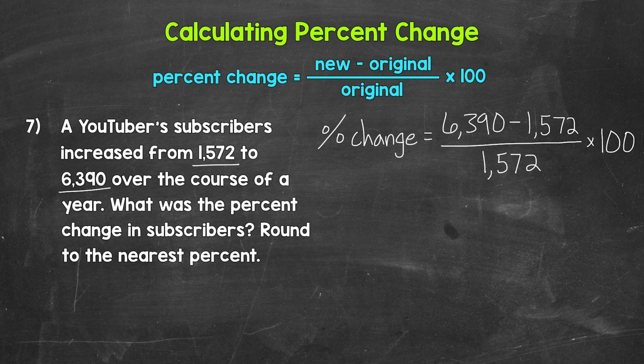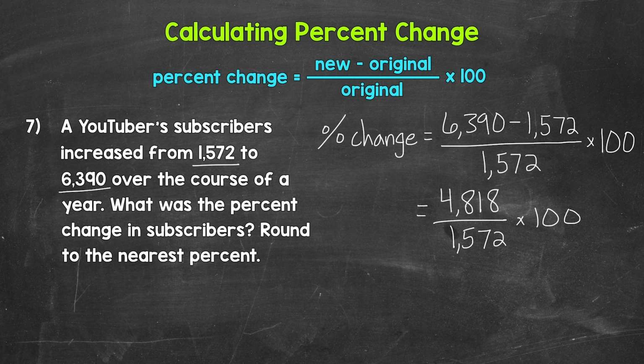So let's work through this. We will subtract first. So 6,390 minus 1,572. That gives us 4,818. Now that's the amount of change. So the subscribers increased by 4,818. So now we need to divide that amount of change by the original value and then multiply by 100.